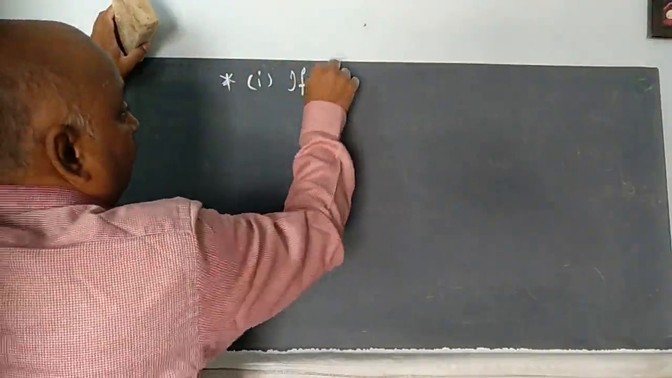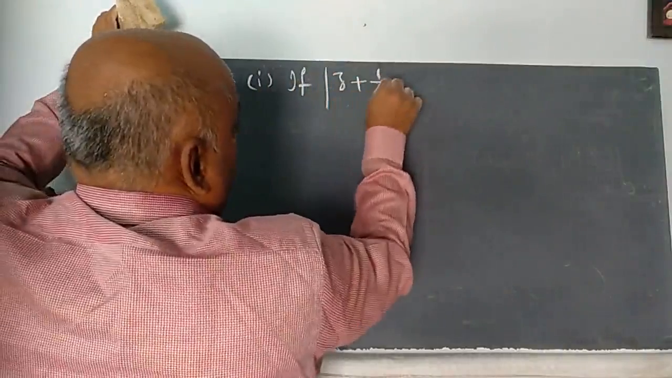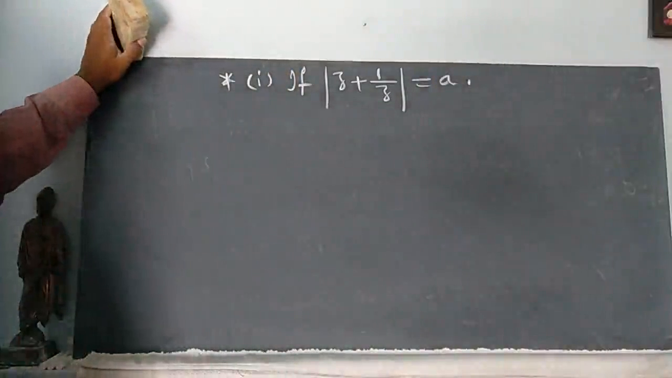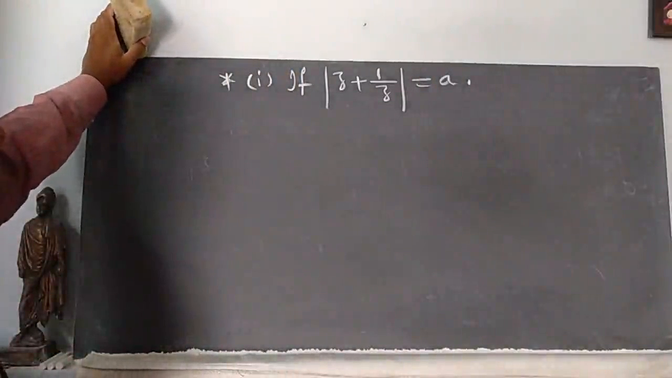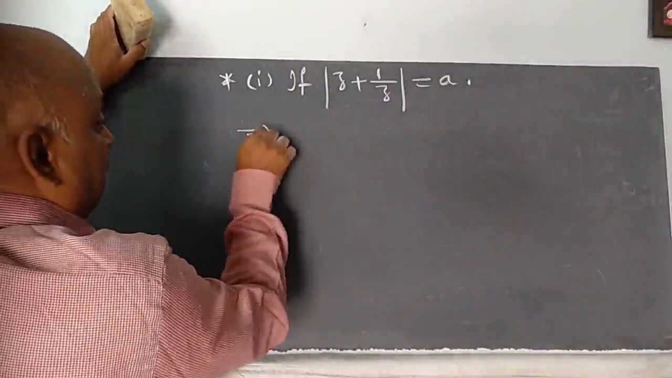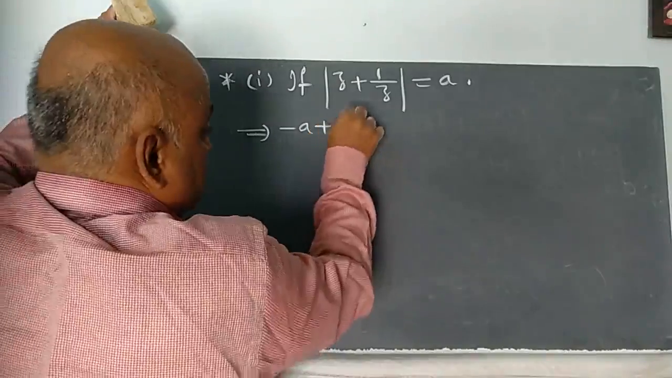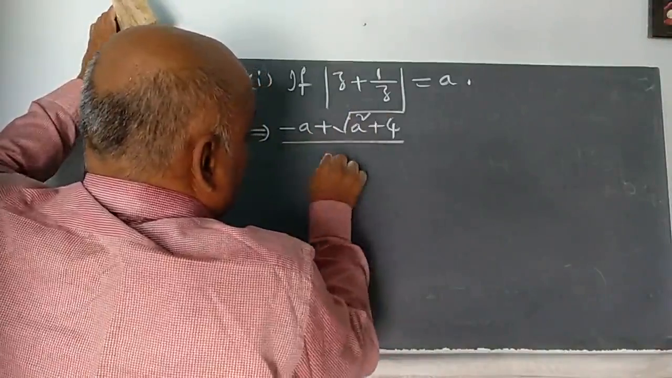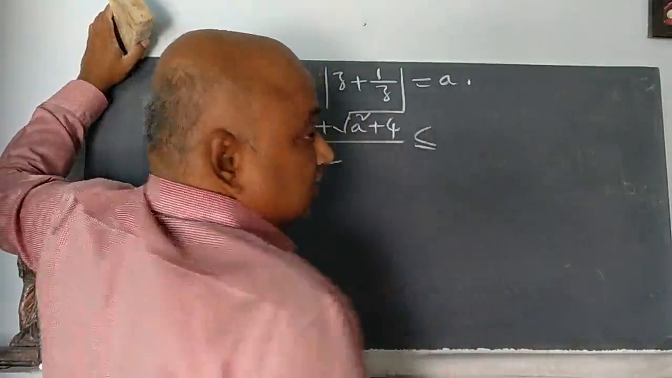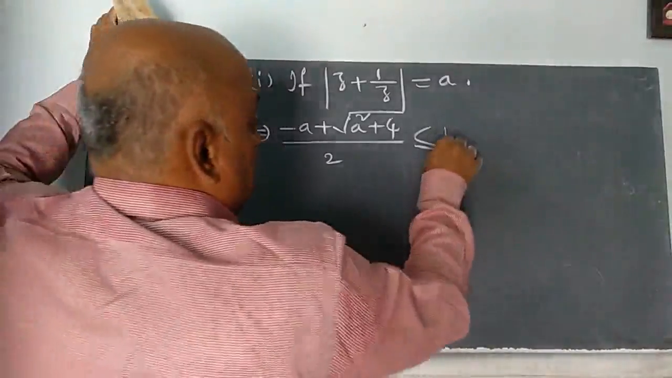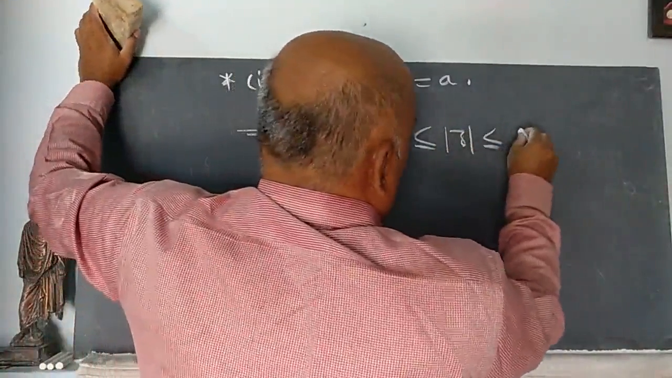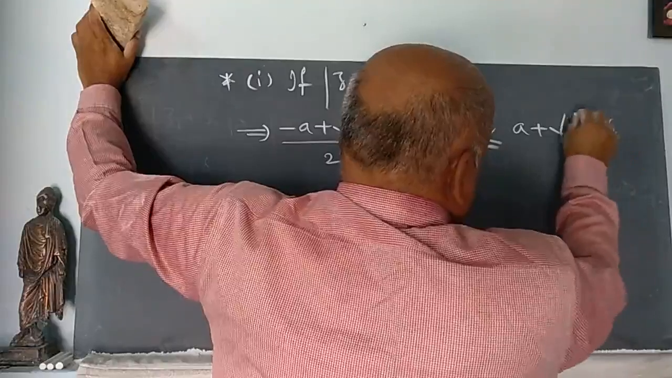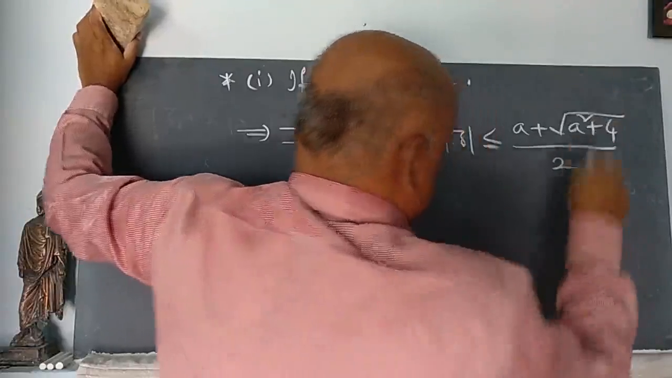If mod z plus 1 by z is equal to a, this implies (minus a plus root of a square plus 4) by 2 is less than or equal to mod z, less than or equal to (a plus square root of a square plus 4) by 2.